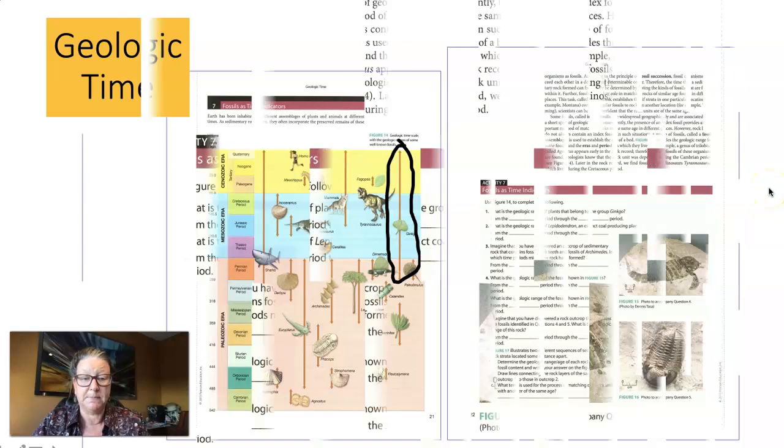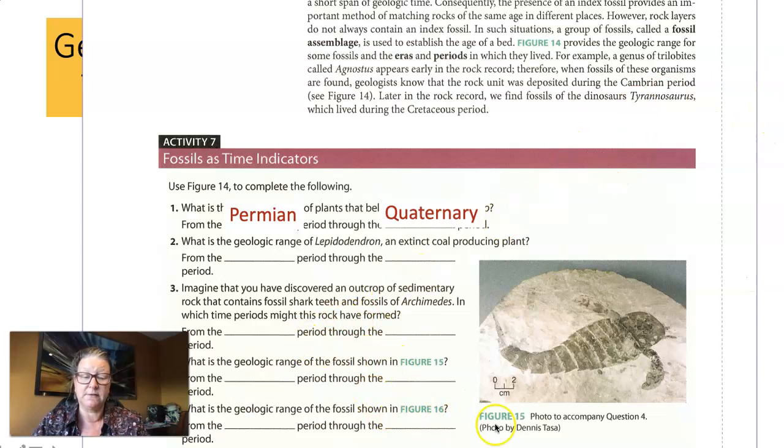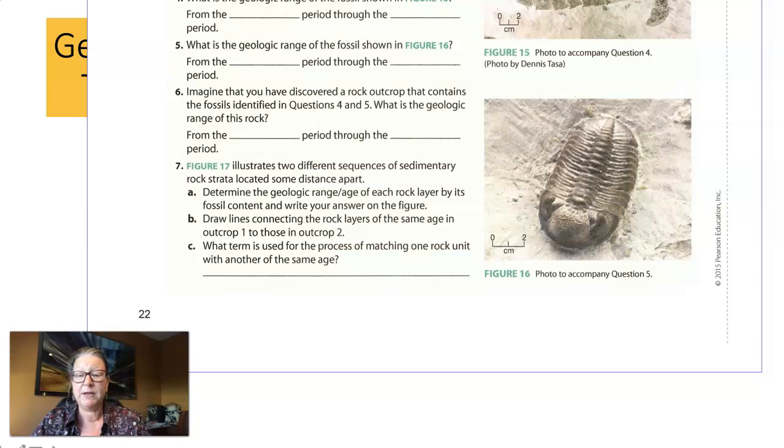So I'm going to blow up this page so you can see a little better. That's that same question number 1. So you're going to put on your page that it existed from the Permian period through the Quaternary period, etc. And you're going to go down this list of questions and do the same thing. Then when you get to the bottom, question 7 refers to a diagram on the next page. And it says, for A, determine the geologic range or age of each rock layer by its fossil content and write your answer on the figure.